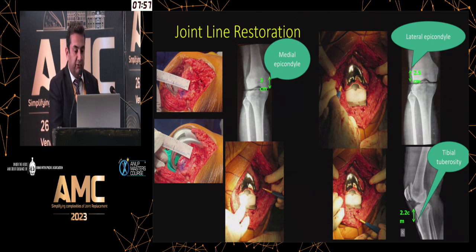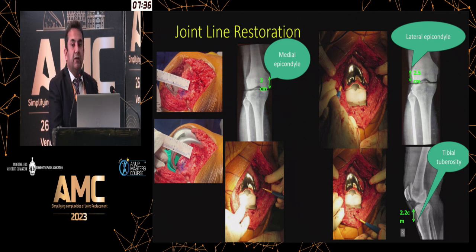Joint line restoration is of utmost importance because if you don't restore the joint line, you will have mid-flexion instability and the patient will have maltracking of the patella. So it is usually recommended that the joint line should be 3 centimeters from the medial epicondyle, 2.5 centimeters from the lateral epicondyle, and almost 2.2 to 2.5 centimeters from the tibial tuberosity.